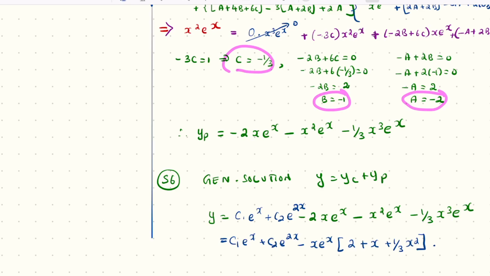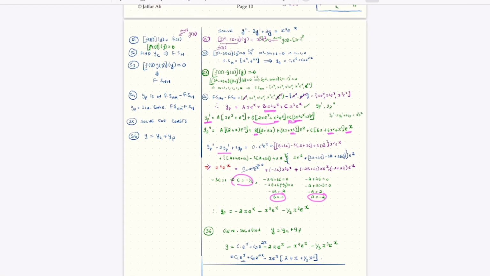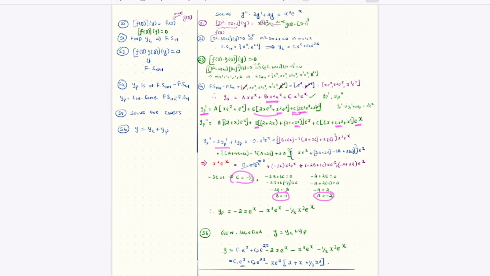If you want, you can also combine e to the x right here. That's not a big deal, but you can just leave it like that. That should suffice for this problem. And that's how we solve these kinds of problems. It's a longer problem, but that's how we solve all this. So here's the solution to that differential equation, y double prime minus 3y prime plus 2y is equal to x squared e to the x.